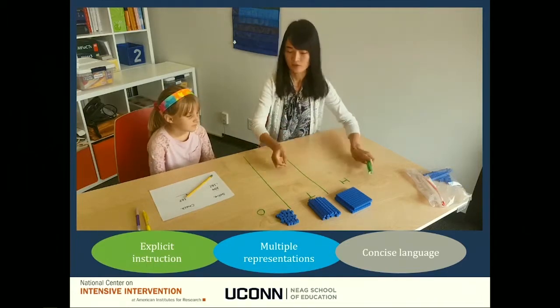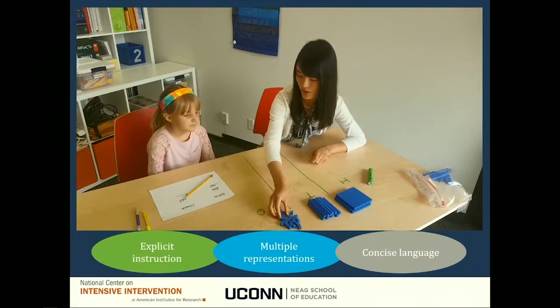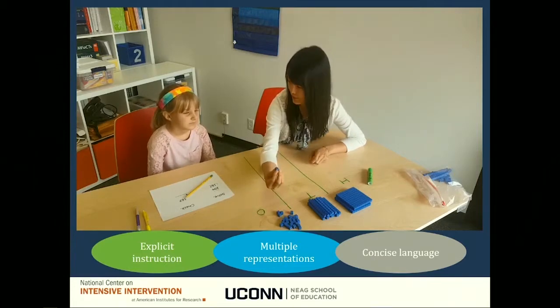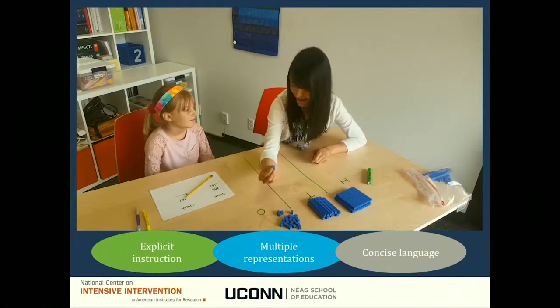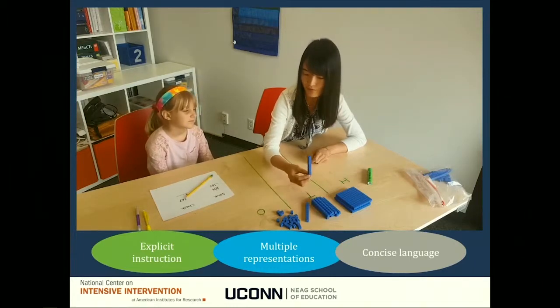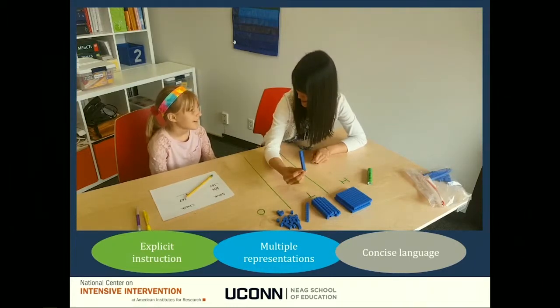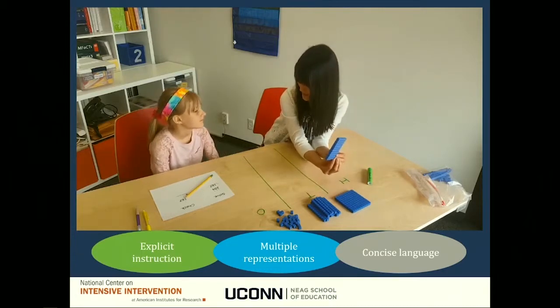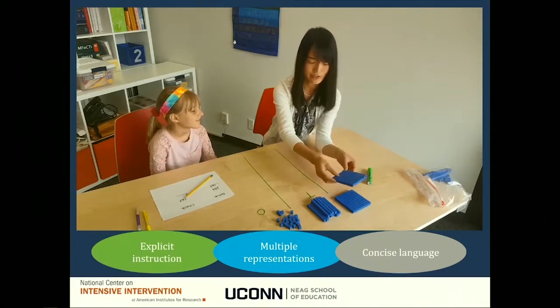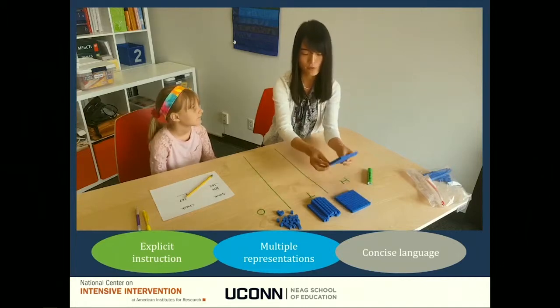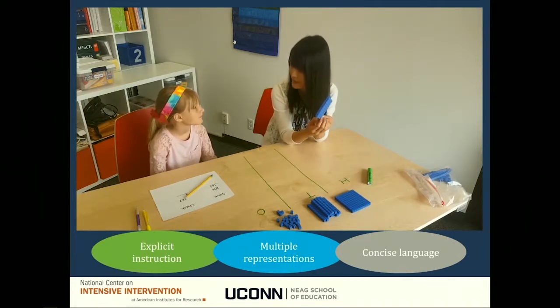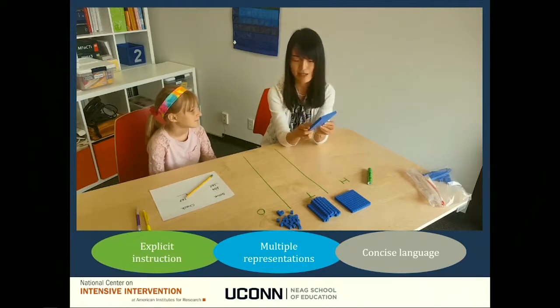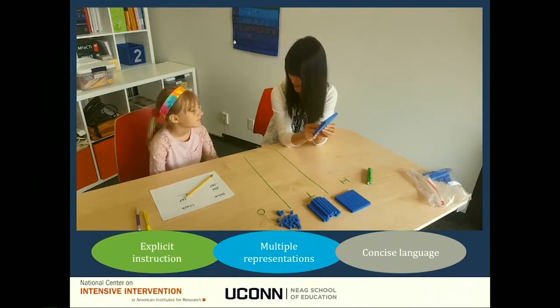Alright, so these little cubes are our ones. One cube represents 1, and one rod represents 10. And one flat represents 100. But I have a harder question for you. Do you know how many tens are there in 100? 10. Good, because there are 10 groups of tens, right?